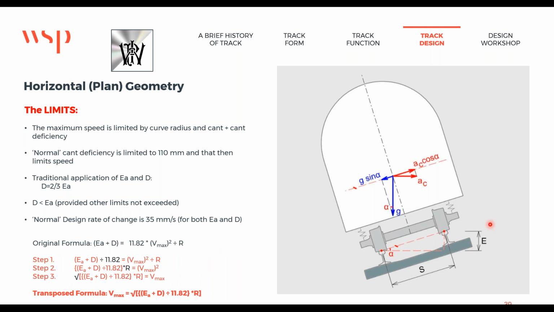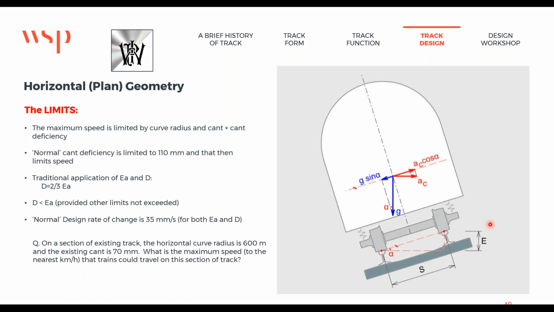So I've highlighted the number that's changing there in black. So I'm taking 11.82 over the step 1. I'm taking the R over and multiplying it. I'm taking the squared, changing it to square root, dividing all that. The transposed formula, speed Vmax, is the square root of EA plus D divided by 11.82 times R. And the normal design rate of change for both EA and D is 35 millimeters per second. And that's done based on speed.